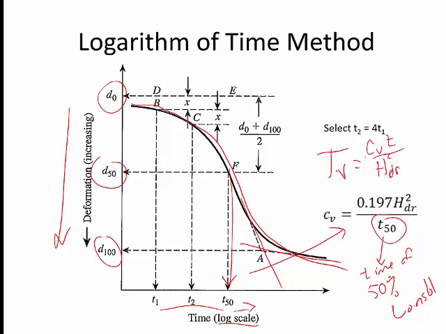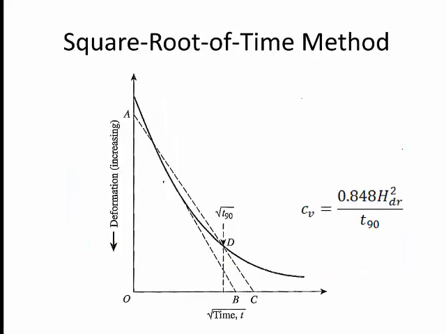Your time factor in this case, 0.197, equates to the 50% consolidation. That's your time factor at U of 50%. And so we can determine C sub v from this plot. We can do the same thing with the square root of time method, which is again your deformation increasing downward.